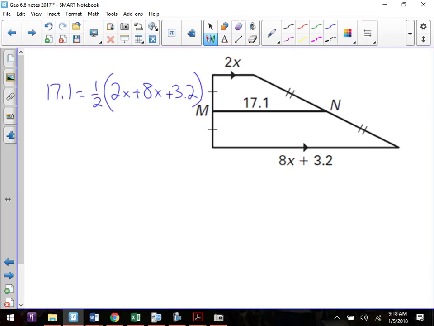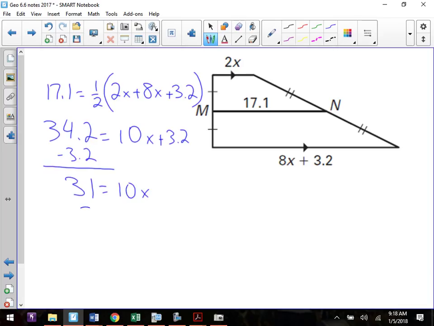Now, this is an example where I don't want to take halvesies and decimals and things like that. So I'm going to multiply both sides by 2 to get rid of it. If you double 17.1, you get 34.2, which would be 10x and 3.2. Subtract 3.2. And just so you guys know, as we've been saying all along, it's going to be okay that you get decimals for some problems because it happens all the time.